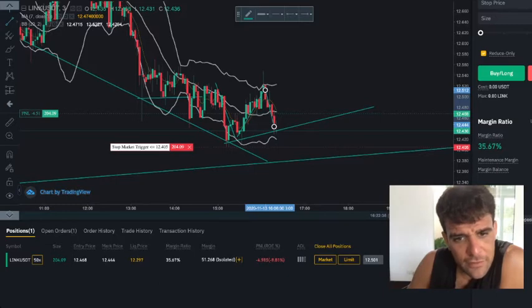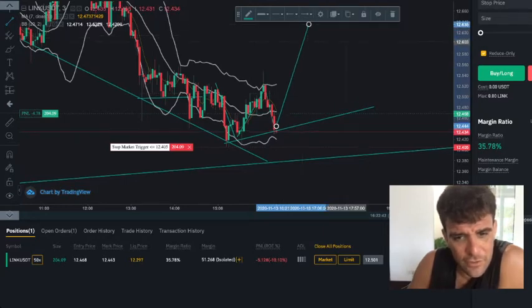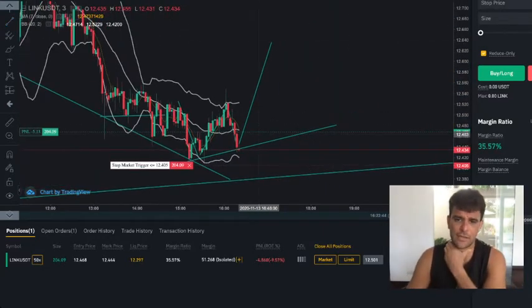If it holds here, then we should be in the move, not only has it found support, not only has it started a bit of an ascending trend, but we're now working our way up.